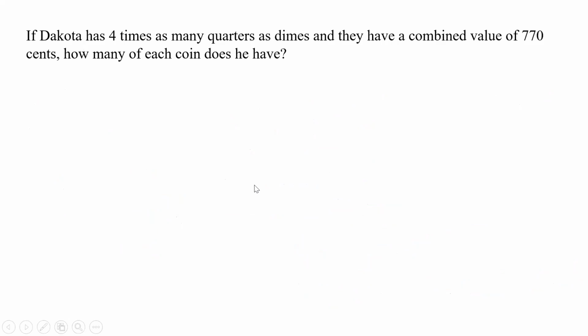All right, if Dakota has 4 times as many quarters as dimes, and they have a combined value of 770 cents, how many of each coin does he have? Well, let's say x is equal to the number of dimes. Well, then 4 times that, 4x, is equal to the number of quarters.